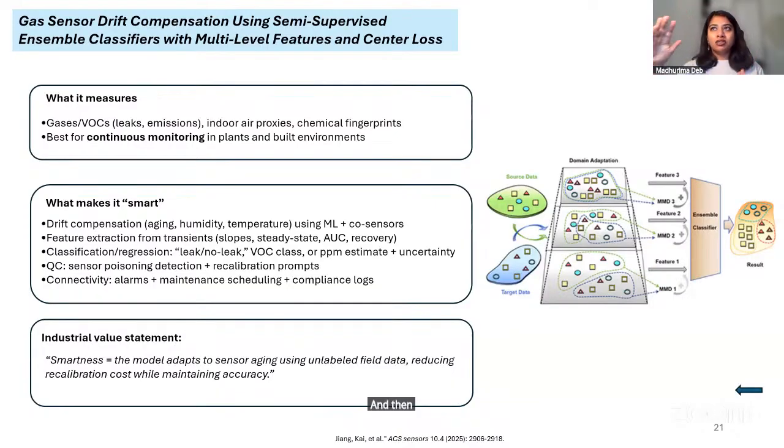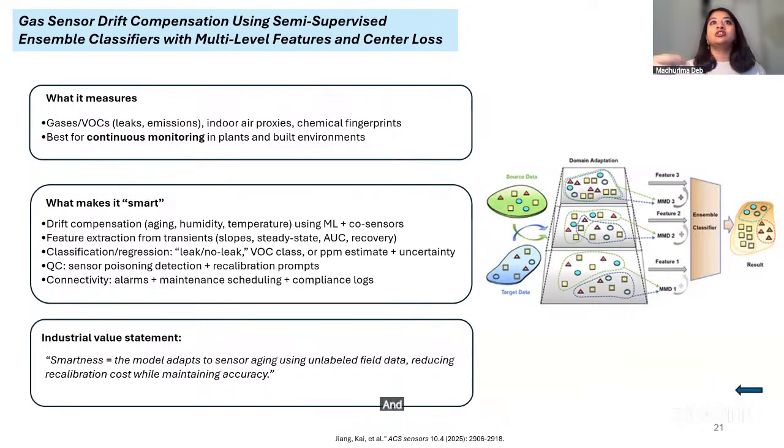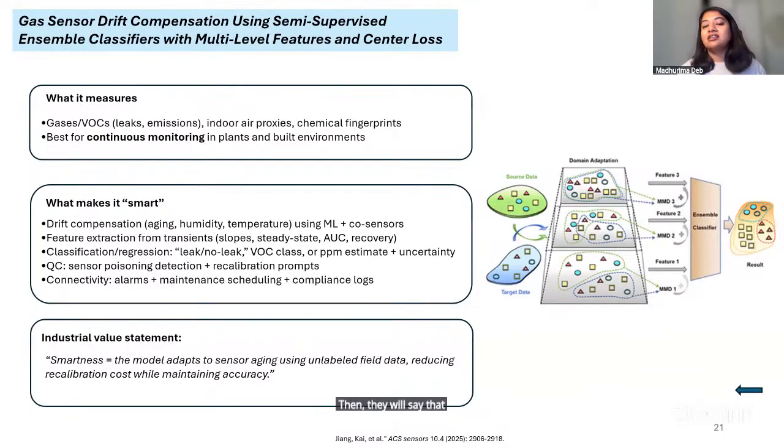And then what they do with the features is they try to see how much they are matching with the other data, with the old data, which is labeled data. And then with the help of a distance matrix, they actually classify it and provide weightage to the data, which is a good data. If it is a good data, it gets more weightage to be considered as a trusted data. And if it is a bad data or the distance is more, then they will classify it as a bad data, and then it will not get enough weightage to be considered as a trusted data. So this is how the smart part works.